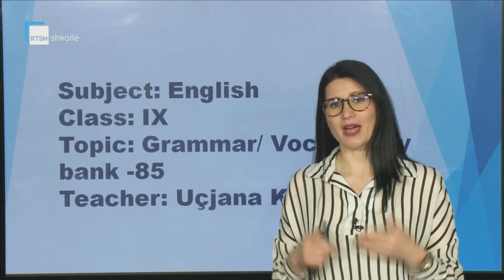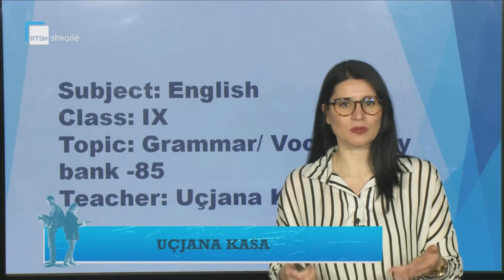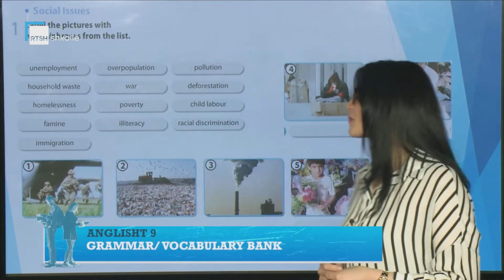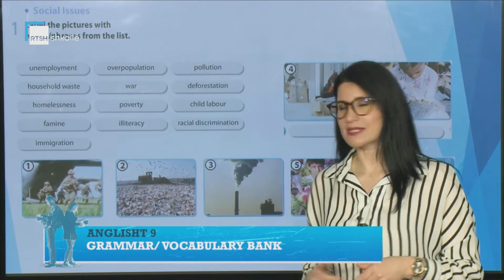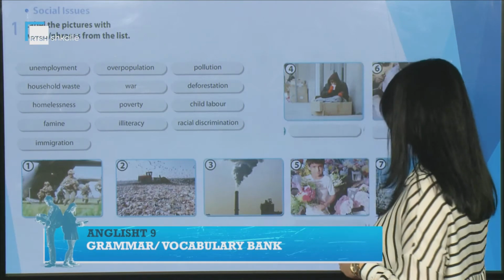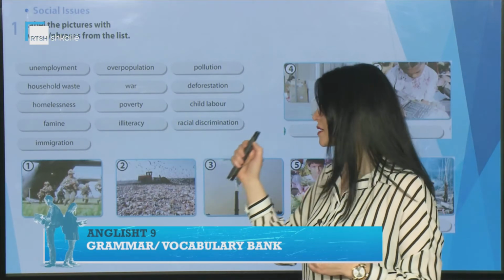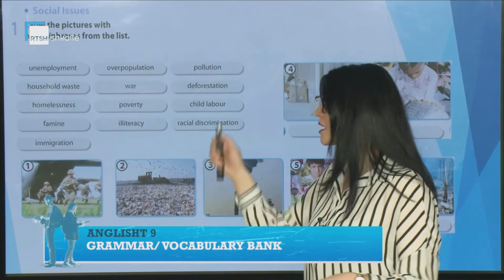Today we're going to have grammar and vocabulary exercises that we had during this module. Let's go on with the first one. Label the pictures with words or phrases from the list. Have a look at the pictures. And as you can see, we have got some problems here. Some problems our world is facing nowadays.